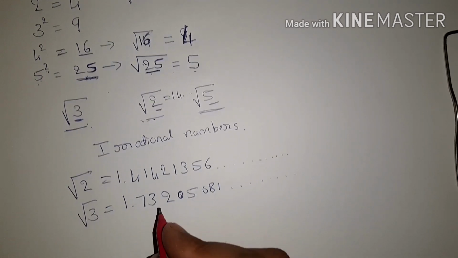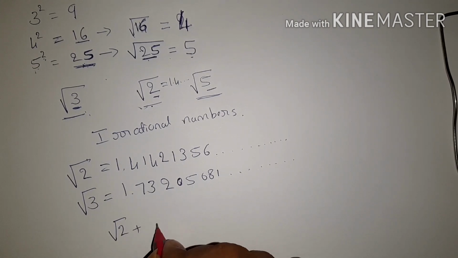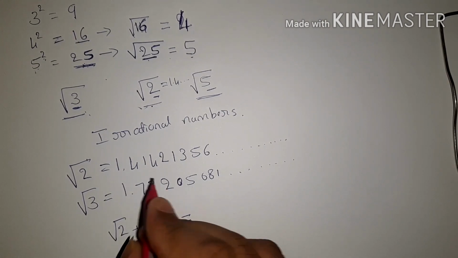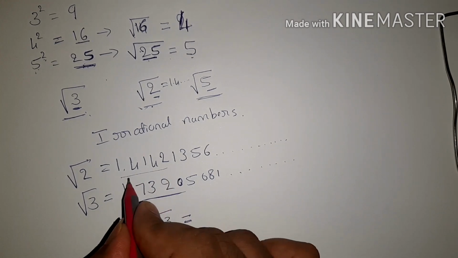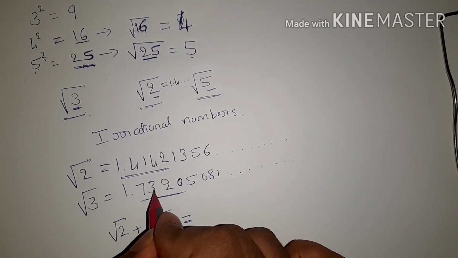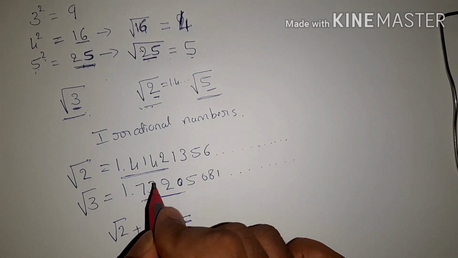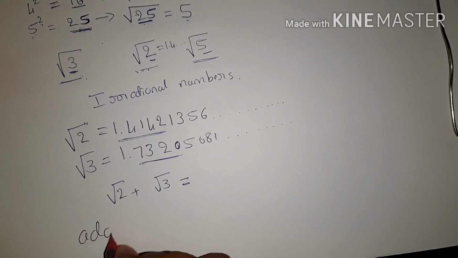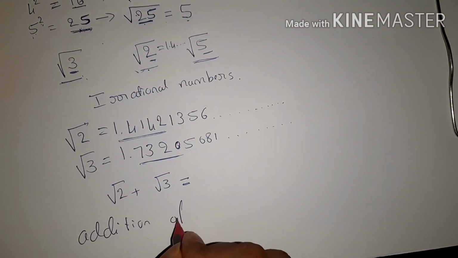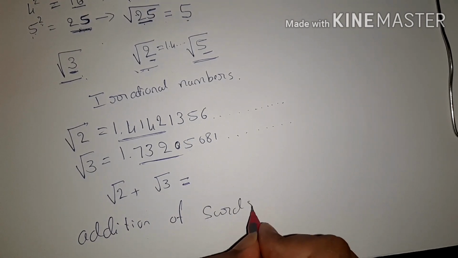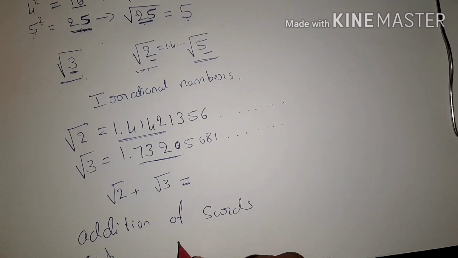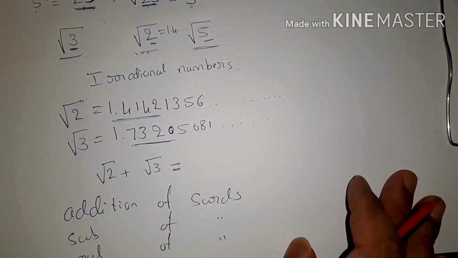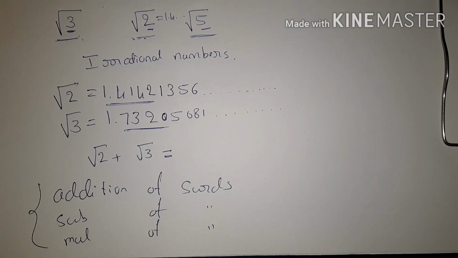If somebody asks to add square root of 2 plus square root of 3 manually, adding this to a bigger number is possible, but by calculator, manually, it's not possible. Hence we are going for different operations: addition of surds, subtraction of surds, multiplication of surds. These things are very important for us to learn. We should learn what they are first.